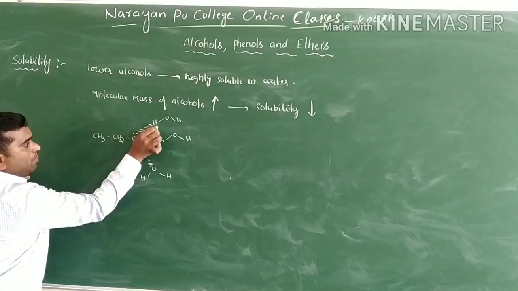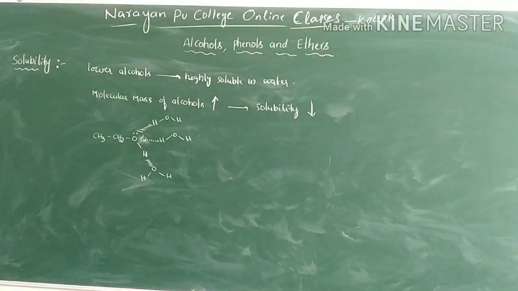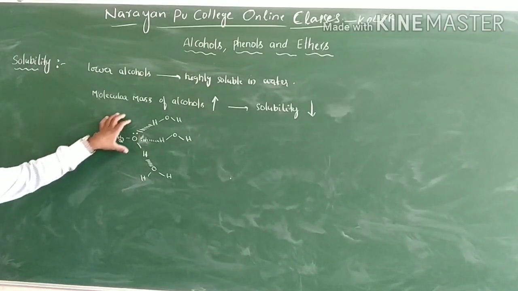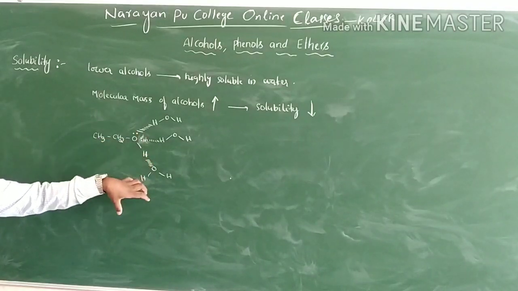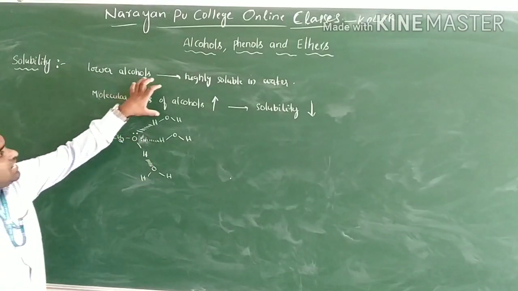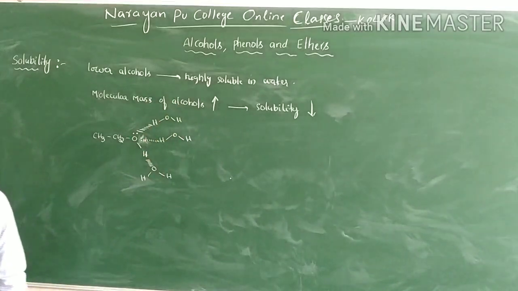And here also it will form a hydrogen bonding. Oxygen will form hydrogen bonding. So this methanol can make a hydrogen bond with the water molecule. So that's why it easily dissolves in the water.